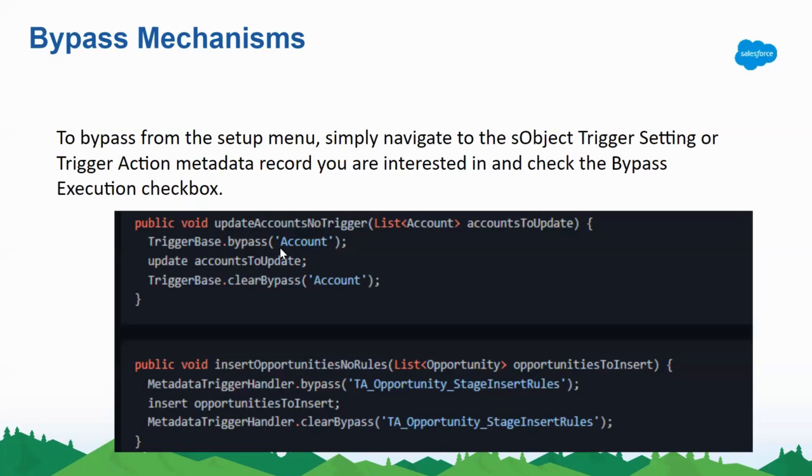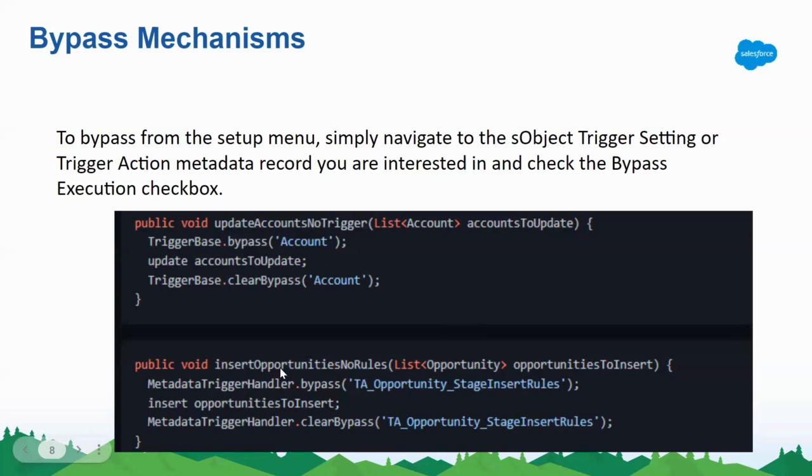So we just need to put the API name of the metadata type name, and after the DML we wanted to clear out, so we can clear by having a method like clear bypass, and here we also need to provide the same name to clear the bypass. So let's suppose in the next statement, if we are doing the DML on the account, then the trigger action will run.